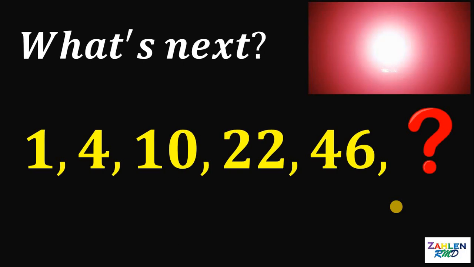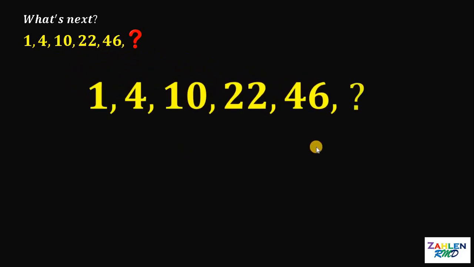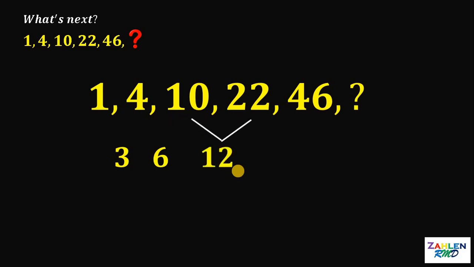Time's up. Now let's answer this question together. Our goal here is to solve for the next term in the sequence. When I encounter this kind of sequence, what we need to do is see if there's a common difference. So let's subtract 4 and 1. Now 4 minus 1 will give us 3. 10 minus 4 will give us 6. 22 minus 10 will give us 12. 46 minus 22 will give us 24, and now we can see a pattern.